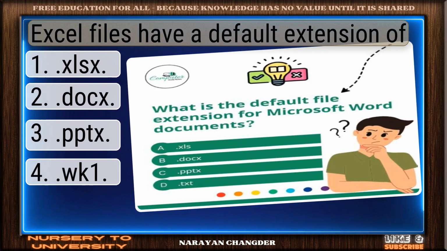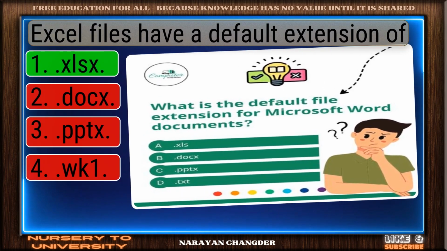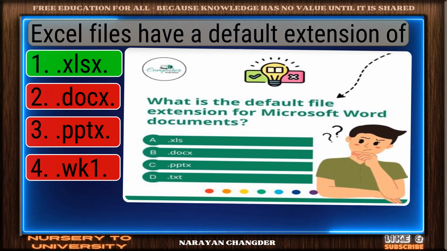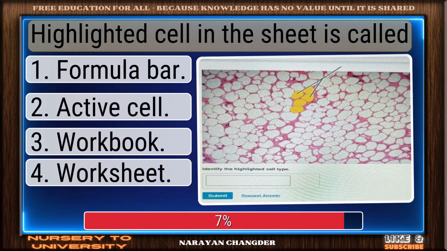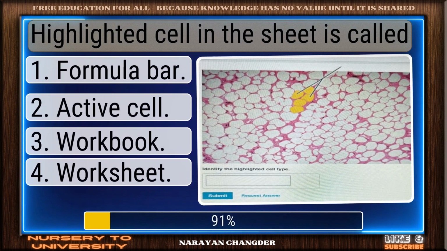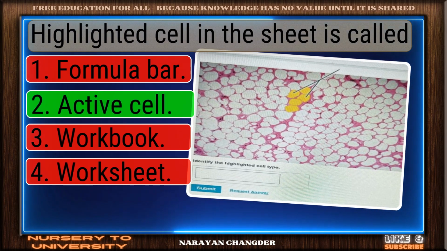Excel files have a default extension of. Exactly. XLSX makes sense, and it is right choice. Highlighted cell in the sheet is called. You got it. Your choice active cell is right.